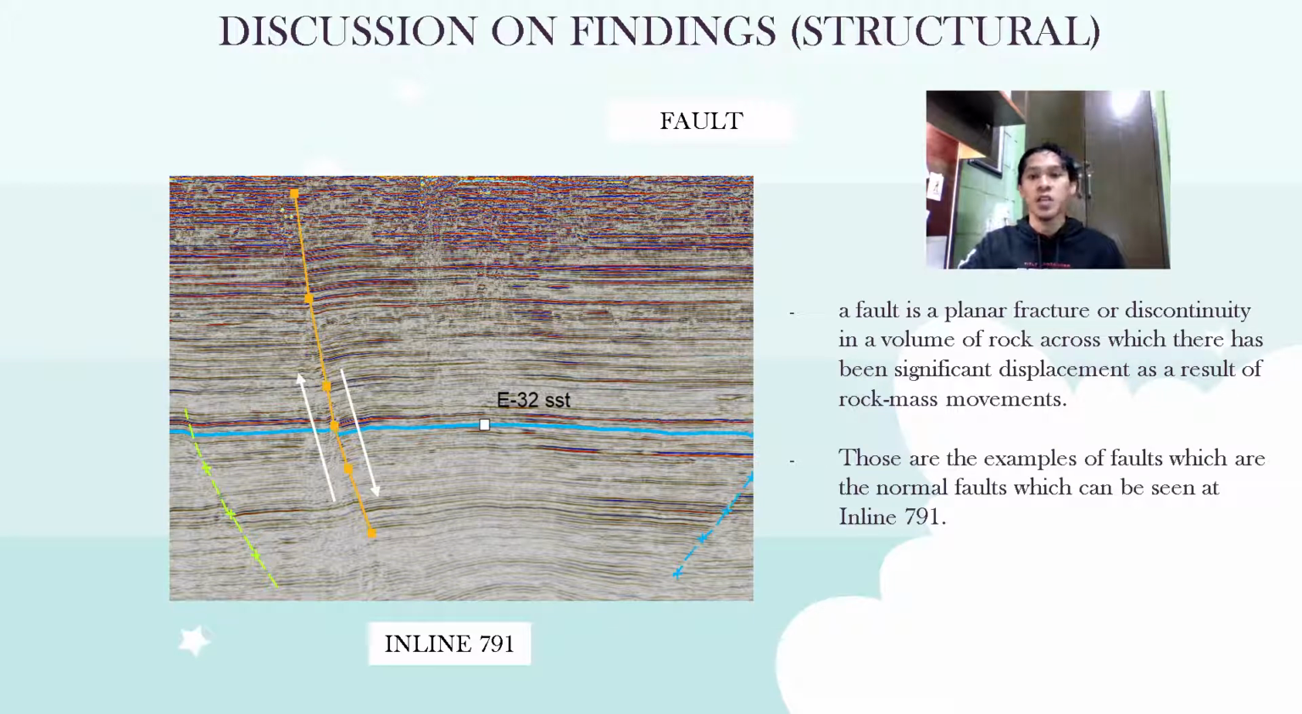Next, we go to the discussion of findings, which is the structural one. The first structure is the fault. A fault is a planar fracture or discontinuity in a volume of rock across which there has been significant displacement as a result of rock mass movements. Those are examples of faults which you can see at inline 781. You can see the hanging wall is going downward and the footwall is going upward, and that is also the three faults here we can see.